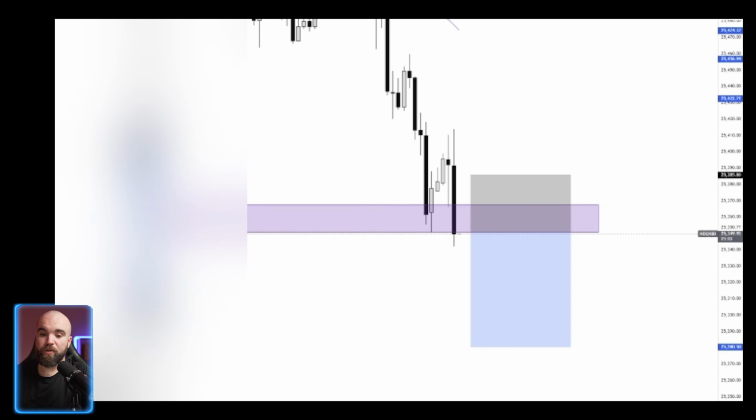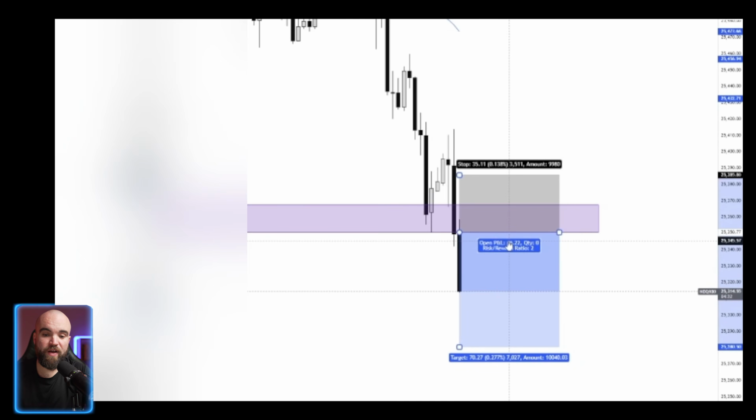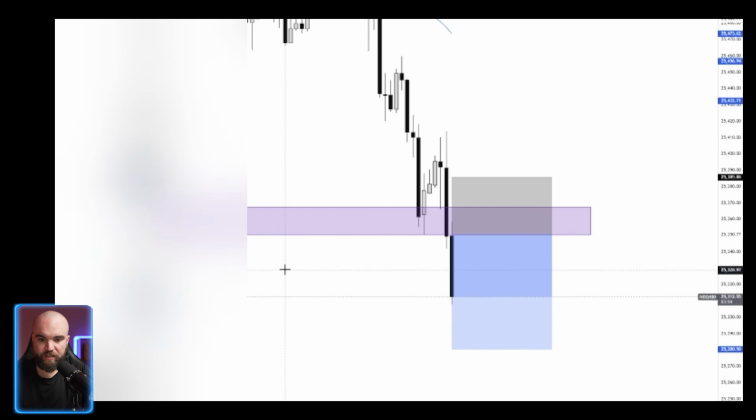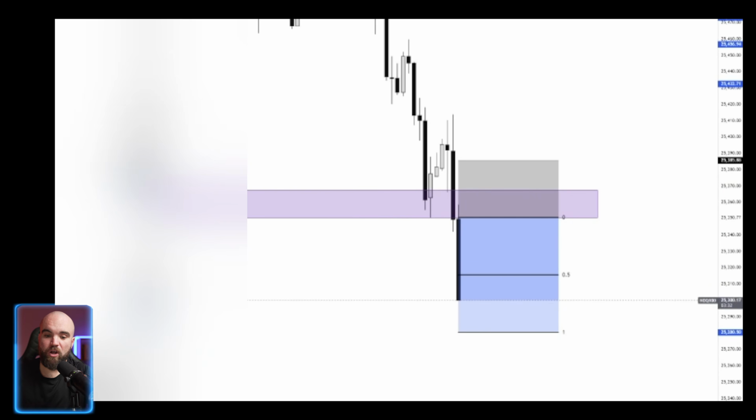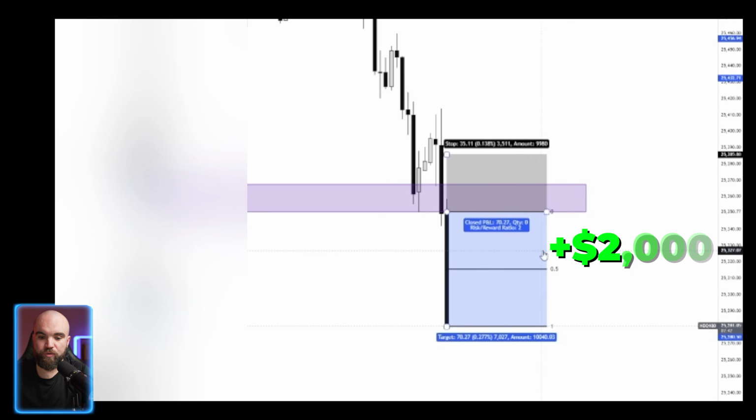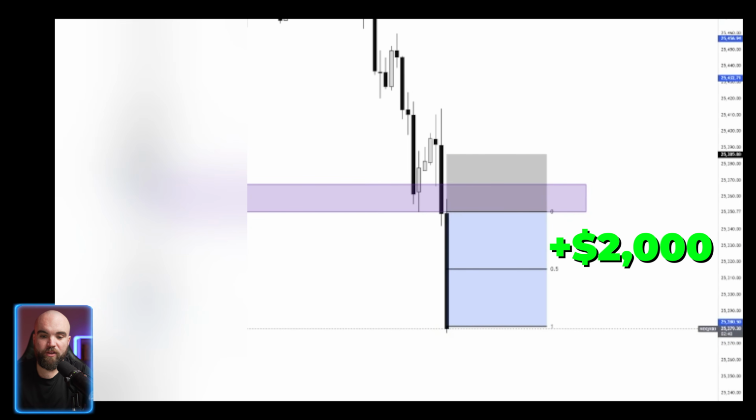Then we wait for the pullback. Price taps our level and it starts to reject. That is our entry. So we set a 35-point stop loss and we aim for 70 points on this particular setup. So the market drops and it hits our target, and we bank a 1 to 2 risk reward ratio trade on this particular trade. Now, these are real trade examples from our community. We take them all live on stream.